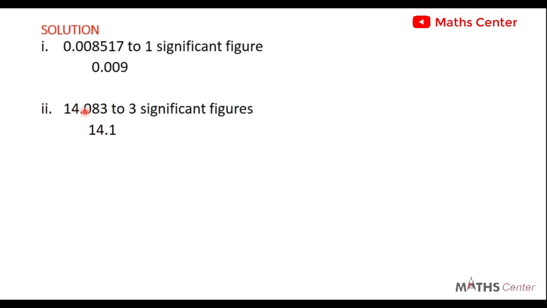Now, if the 0 was in front of the number, then it would not be significant. But immediately it comes after the first significant figure, 0 now becomes a very significant figure. So the third significant figure we are talking about here will be 0. The number after 0 is 8. It is 5 or above. So we add 1 to 0, you are going to get 1. So here you have 14.1 as 3 significant figures.